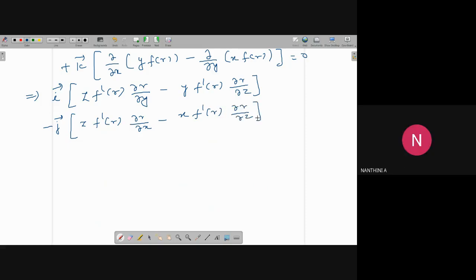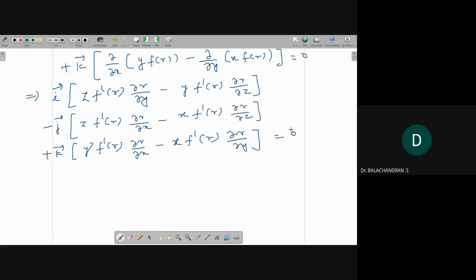Next, plus k vector into y into f dash of r, correct, into dou r by dou x, minus x into f dash of r, correct, into dou r by dou y. So correct. Yes, correct.